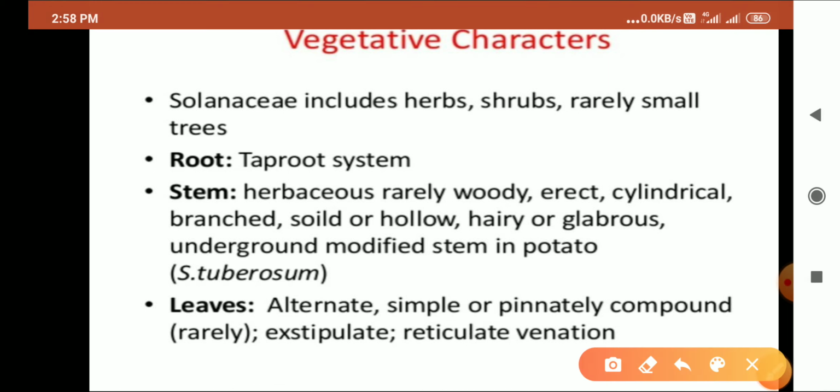An underground modified stem is found in the case of potato, that is Solanum tuberosum. Leaves are alternate, simple or pinnately compound, and exstipulate, that means stipules are not present, and reticulate venation is there.